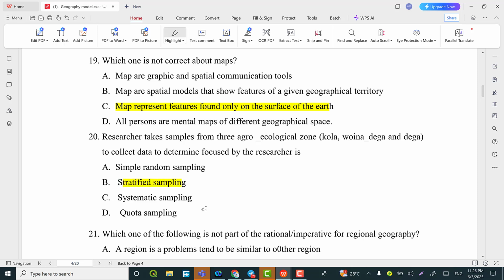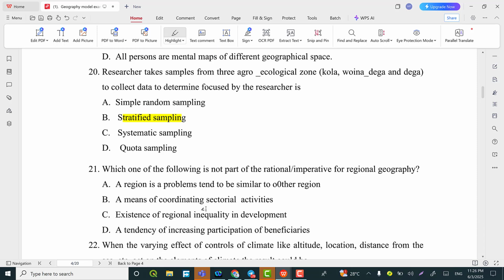Note that I would like to remind you, if a researcher determines Kolla, Dega, and Woina Dega by using his personal experience, this type of sampling technique is non-probability sampling. If it is non-probability sampling, we can choose quota sampling, but in this case, the answer is the stratified sampling technique.